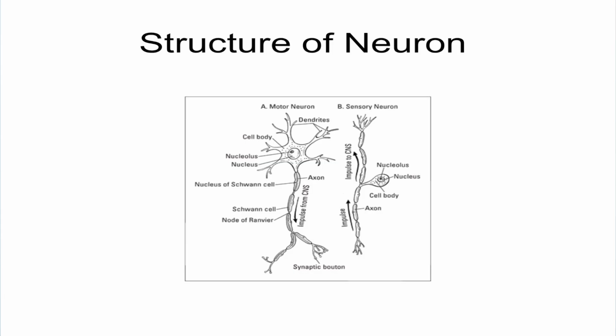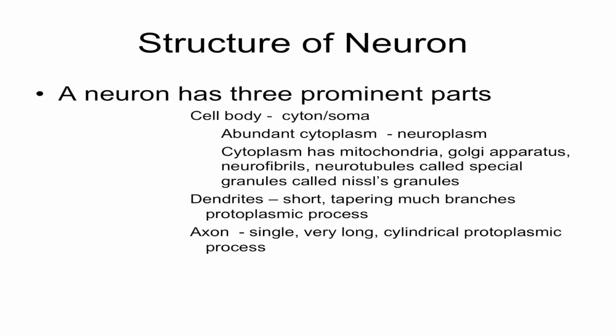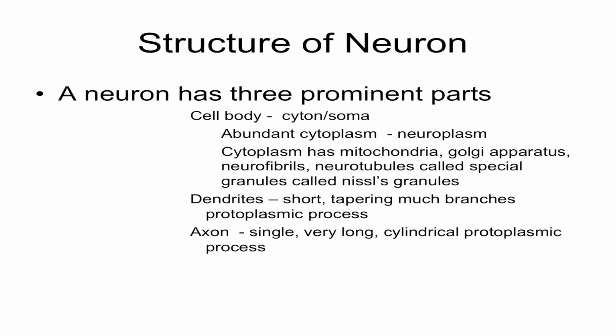Coming to the structure of the neuron, it has three prominent parts: cell body, dendrites, and axon. The cell body is also called soma or cyton. The cell body is filled with abundant cytoplasm called axoplasm. The cytoplasm has mitochondria, Golgi complex, and fine microtubules or medullary tubules called Nissl granules. Dendrites are very short, tapering, more branched protoplasmic processes. The axon is single, very long, and a more cytoplasmic process.